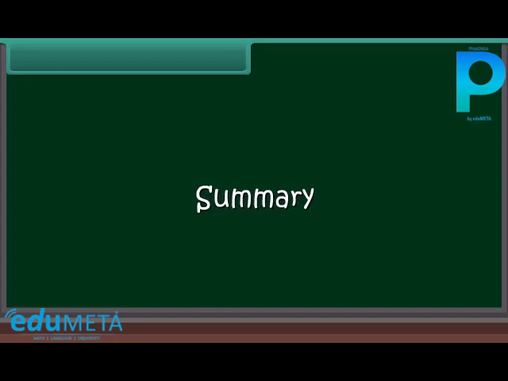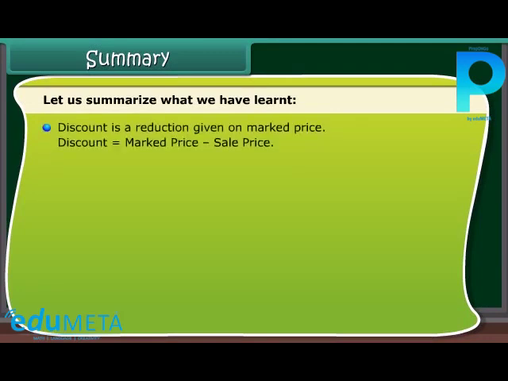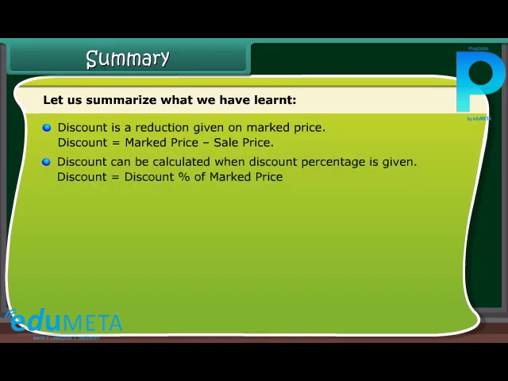Summary. Let us summarize what we have learned. Discount is a reduction given on marked price. Discount = marked price − sale price. Discount can be calculated when the discount percentage is given. Discount = discount percentage of marked price.